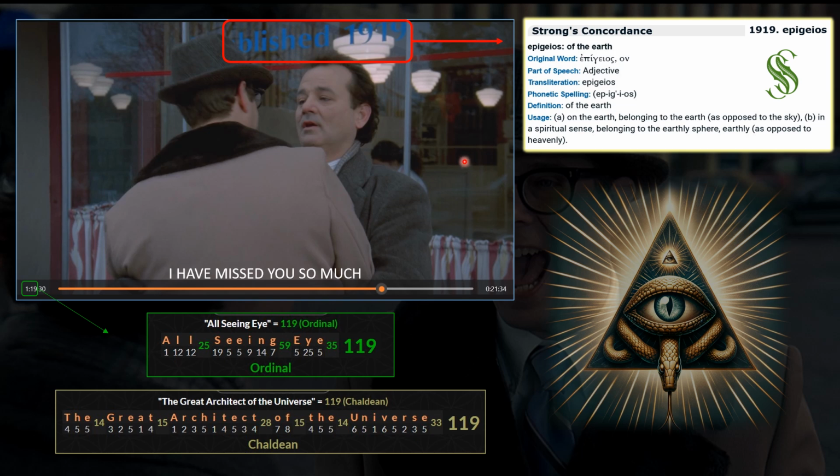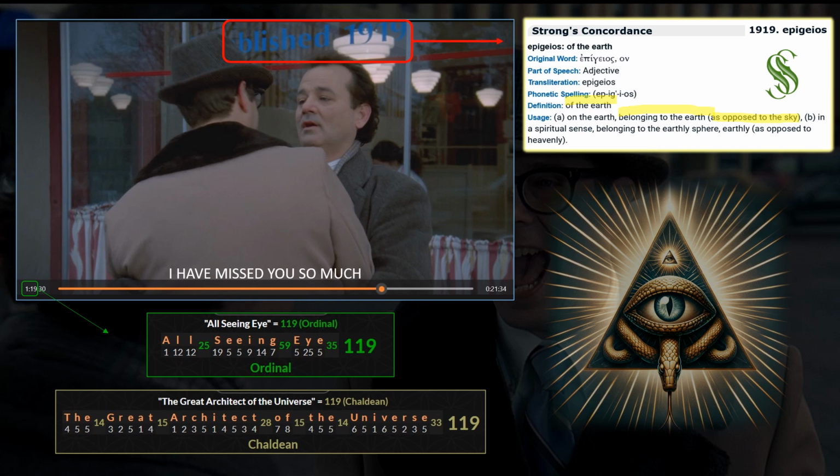And on the back window behind Phil's head, it says established in 1919. S is the 19th letter of the alphabet, so there's an SS reference that we've seen before from the Germans in the Second World War. And 1919 in the Bible means of the earth, belonging to the earth as opposed to the sky. So these are the opposite of angels, and it's showing here that he's established of the earth.